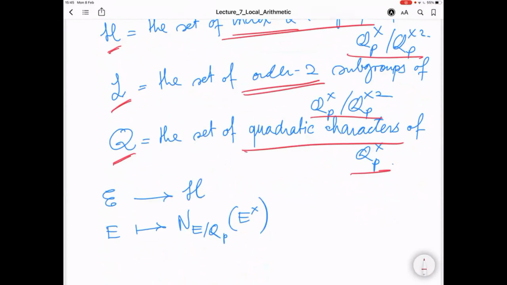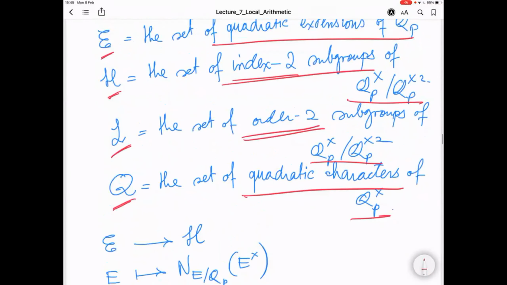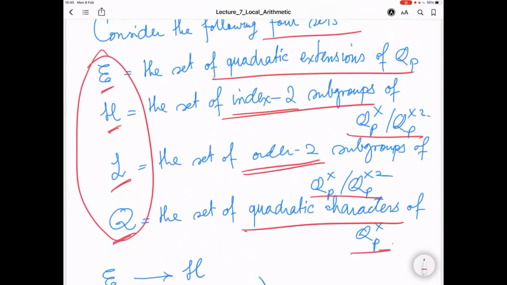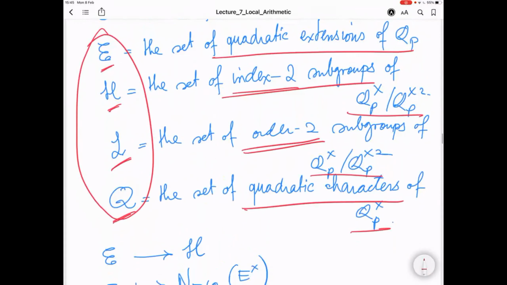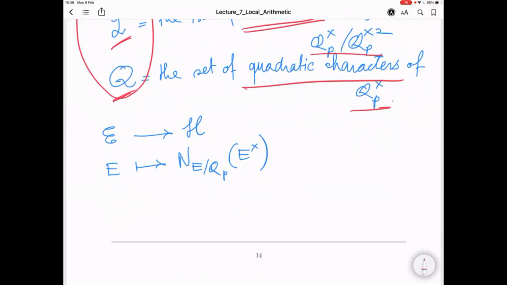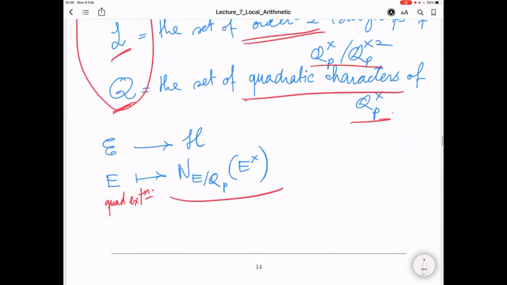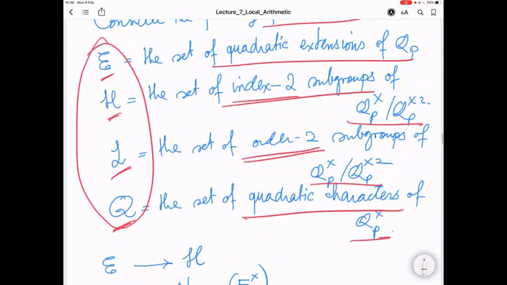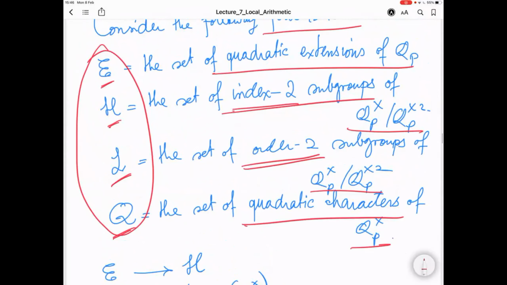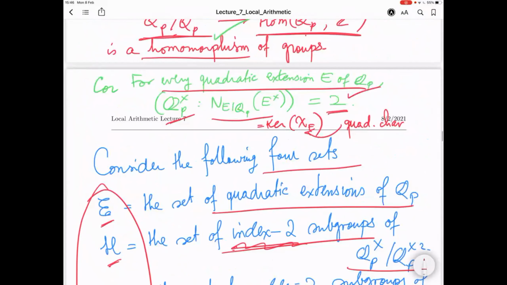And we have given bijections between these 4 sets. What are the bijections? What is the bijection from E to H? It takes a quadratic extension to the image of the norm map from that quadratic extension. And that gives you a subgroup of index 2, right? That's the corollary that we had proved here.